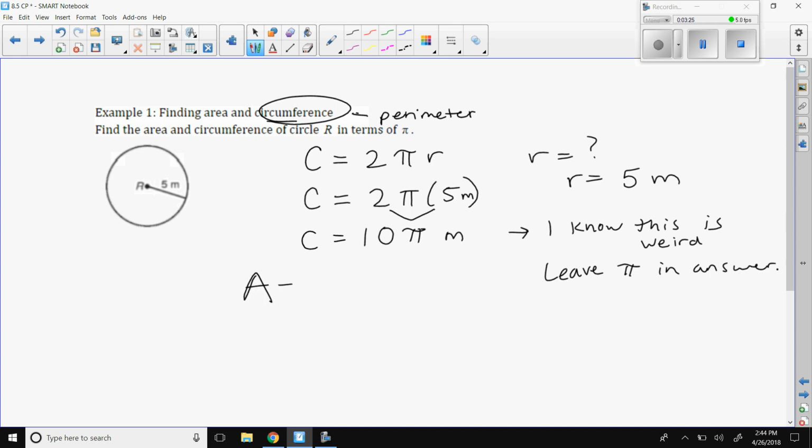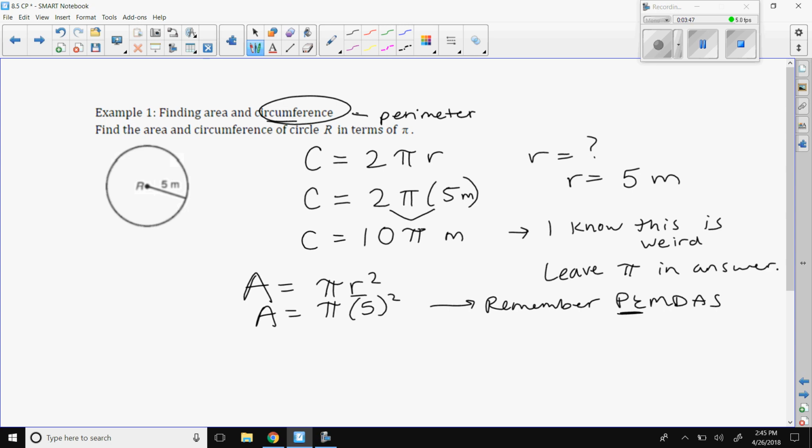And then for your area, area is going to be pi r squared. Again, I'm using r, which is 5, so I'm going to have pi times 5 squared. Remember PEMDAS here. I've got a parentheses and an exponent here, which means I'm going to have pi and then 25. 5 times 5 gives me 25. Really, we should put the 25 first. Pi goes last. And then I'm going to have meters squared because I'm talking about an area. Sorry about that.